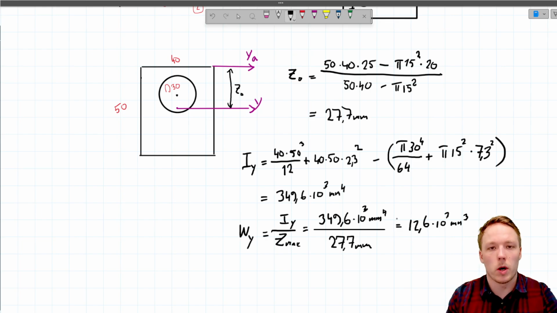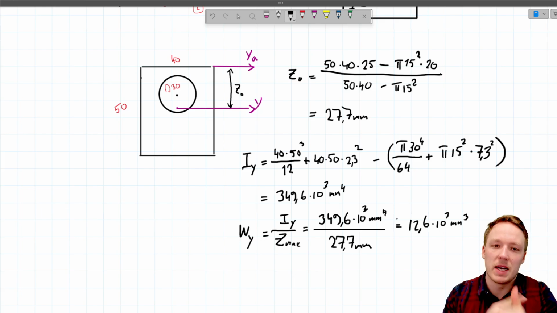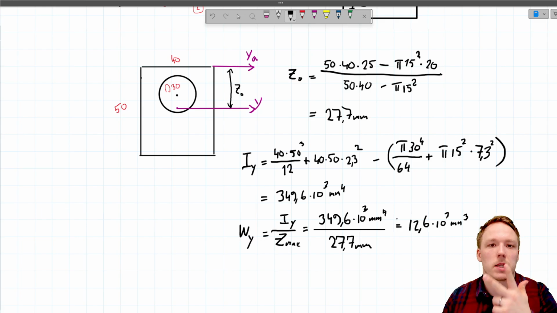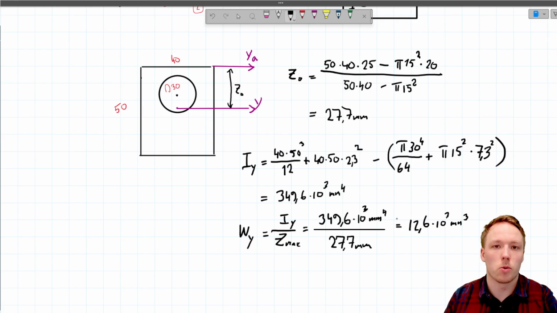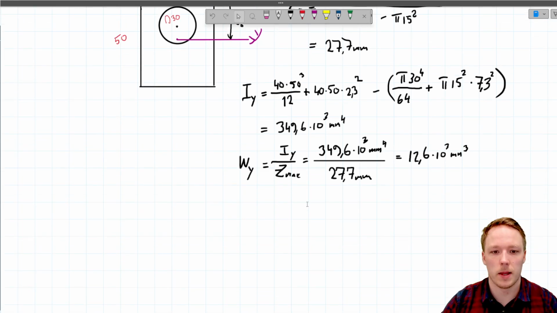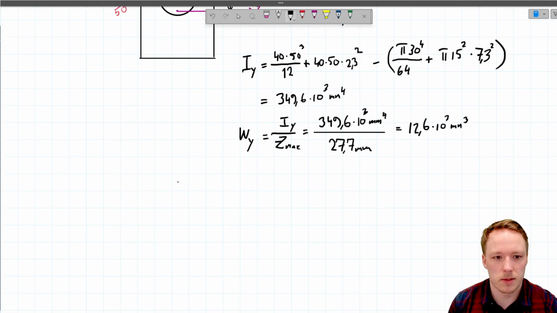We now know the maximum value of the internal bending moment. We know the section modulus. We know the maximum allowed stress that this material can withstand. So now we can solve what is the Q that this structure can withstand. So how do we calculate that one? Let's bring in here the equation.